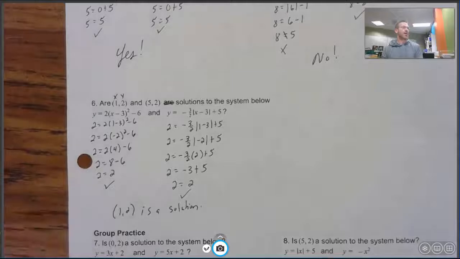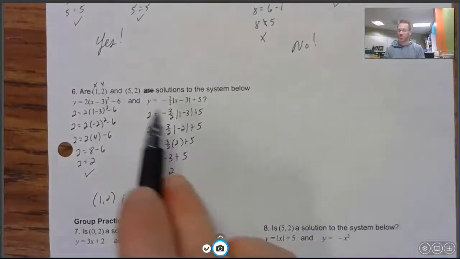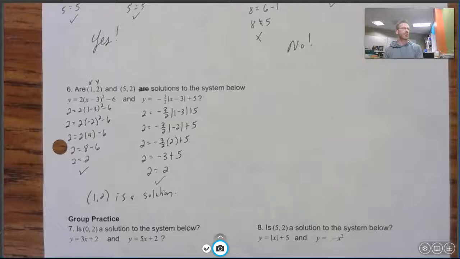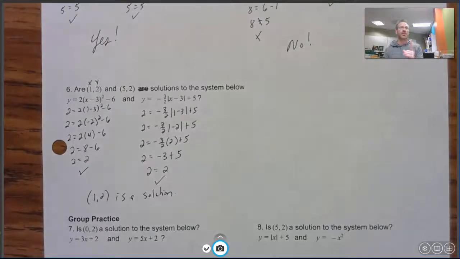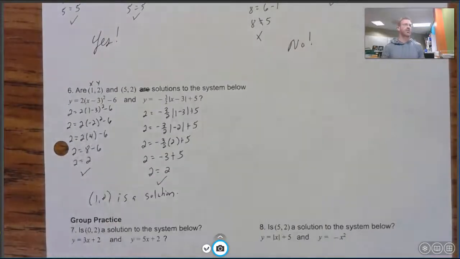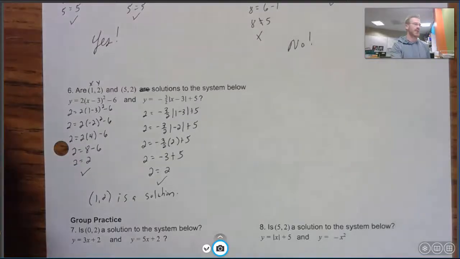So here's what I want you to do. I want you to do (5, 2) and see if it's a solution. And that's where we're going to pick up in class, and we'll see what kind of work you have. So make sure you take (5, 2), determine if it's a solution for those two equations, and that's where we will pick up next time. See you then.